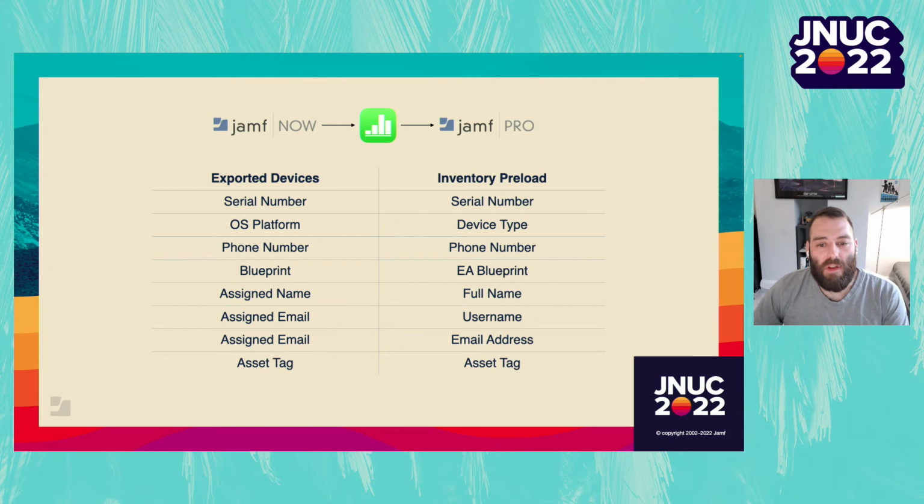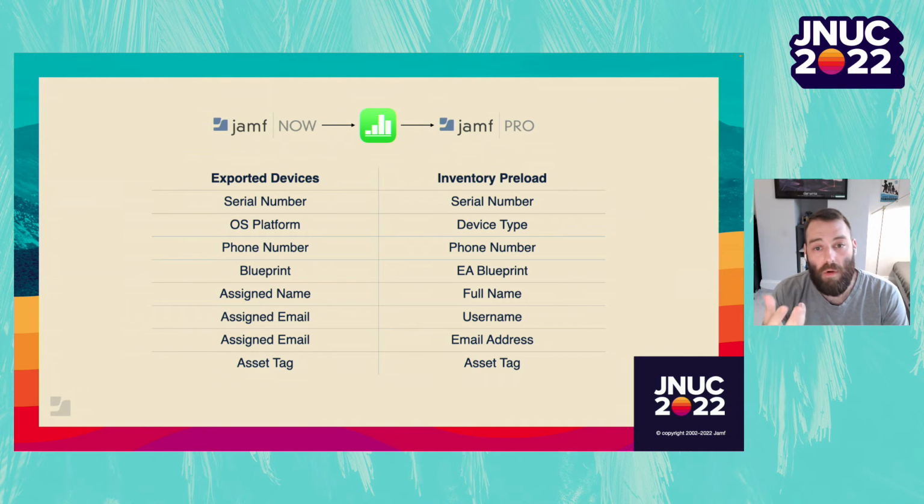To help us keep track of which users are assigned to which devices, and to which blueprint a device was assigned, we can leverage a feature in Jamf Pro called Inventory Preload. We can export a complete list of devices in Jamf Now, and then we can grab a template for Inventory Preload from our new Jamf Pro server. The table on screen now illustrates how we're going to map the information between the two. After we've mapped that information, we can take the CSV file that we create there and upload that into the Inventory Preload menu in Jamf Pro.